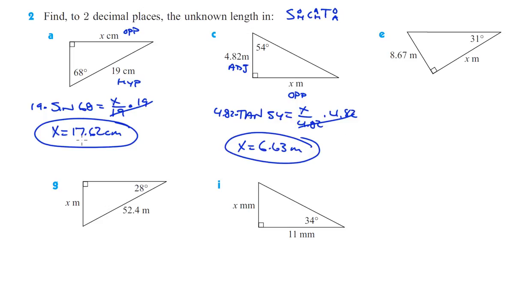And if you happen to be getting answers that are pretty different from this, you just want to make sure that your calculator is in degrees mode and not in radians mode. That's going to mess up your answers.